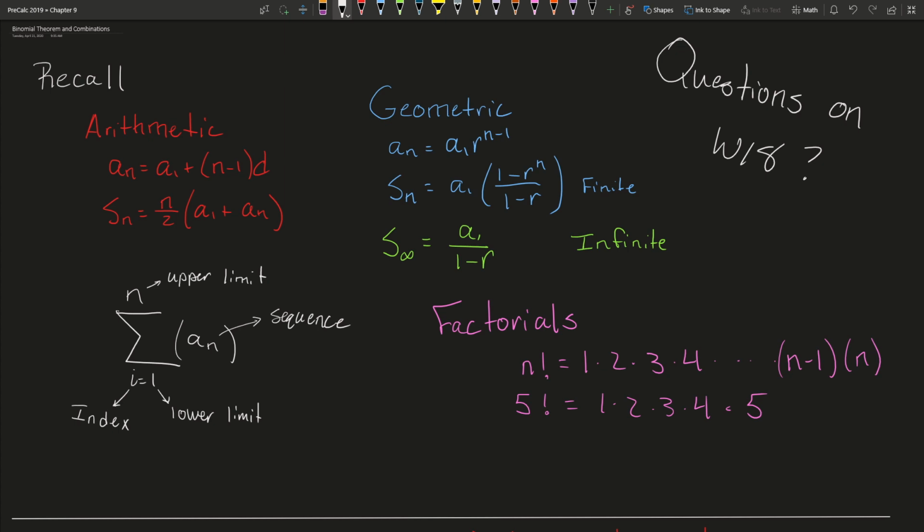All right. So today, a couple things I want to do. I want to review quickly what's on your screen: arithmetic sequences and geometric sequences. I want you to recall factorials, because that's going to be very important today. And then after we do that quickly, I want to go over the most common question on W18.